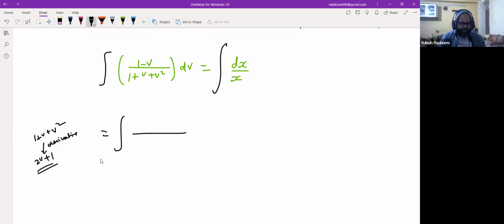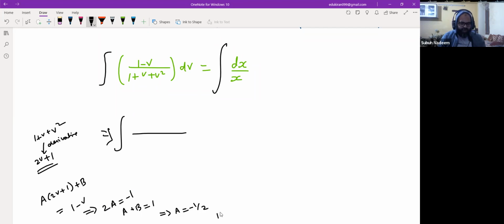So we write it somehow that we will adjust, or we can also write it here like a into 2v plus 1 plus b is equal to numerator 1 minus v. Now if we equate them, we say that 2a is minus 1 and a plus b is equal to 1. So we get a is equal to minus half and b is equal to 3 by 2, which means this 1 minus v, which is the numerator, can be written like this.